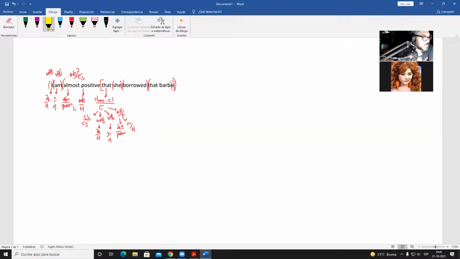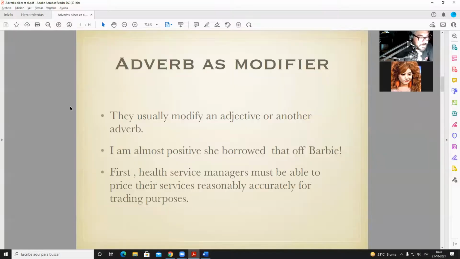And also, almost is an adverb premodifier. So you can see how adverbs are pre-modifying certain elements. Second example: health service managers must be able to price their services reasonably accurately for trading purposes. All over again, reasonably accurately is the adverb phrase, where an adverb, reasonably, is pre-modifying accurately, another adverb.